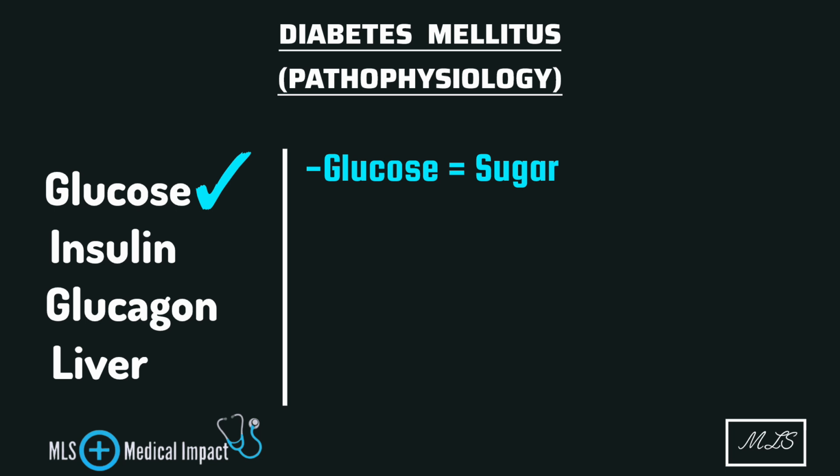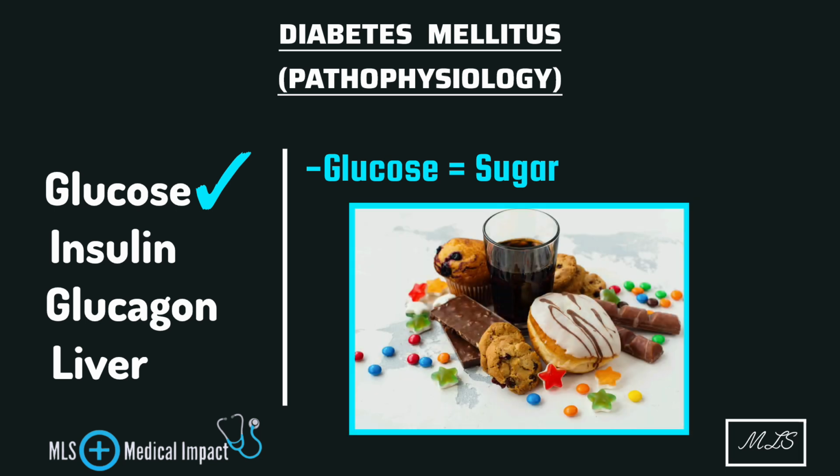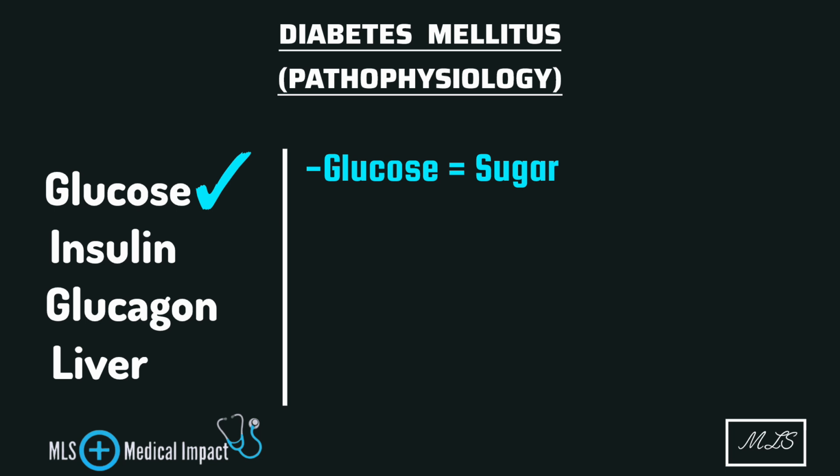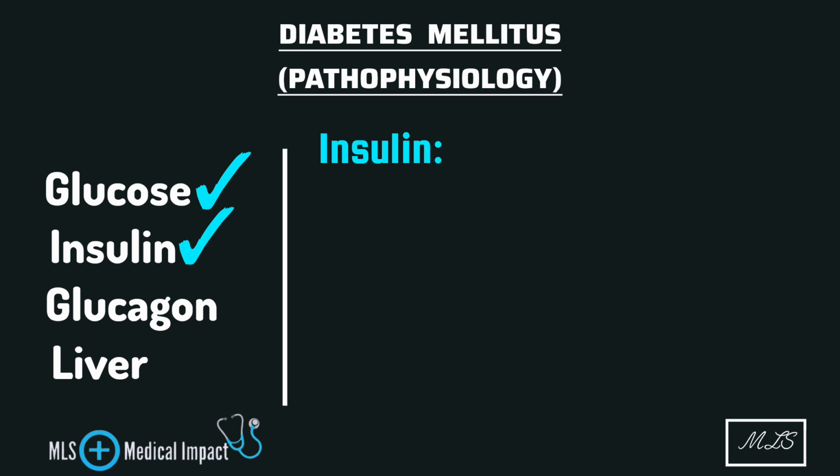So when you eat sugar or eat food containing sugar, it will enter your blood. But for it to actually go into your cells and for your cells to use it, it has to have the help of insulin. And if you don't have any insulin in your body, then your body is not going to have the ability to use the glucose. And the glucose is just going to stay there in the blood and cause high blood sugar.